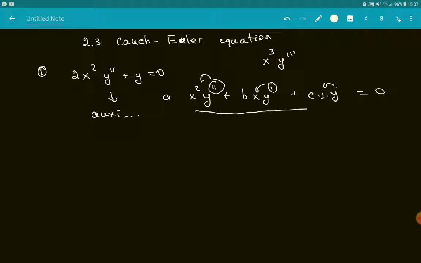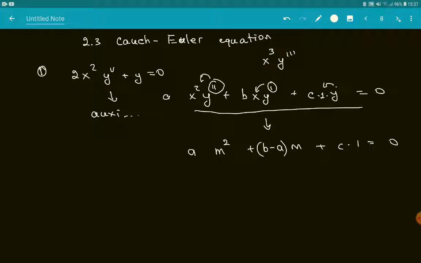Now, after knowing this, we need to write the auxiliary equation. How do we write it? Like the previous one, we normally wrote m squared for y double prime, plus m for y prime, plus 1 for y, equal to 0. The only difference here is that we write a here, but instead of b we write b minus a here, and here we just write c. So this is the way, very basic, very easy.